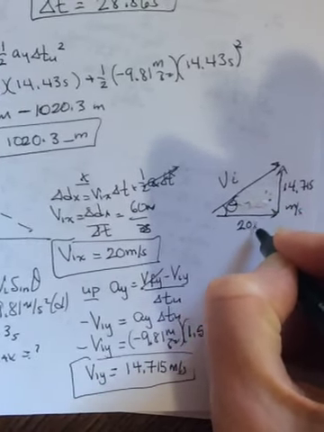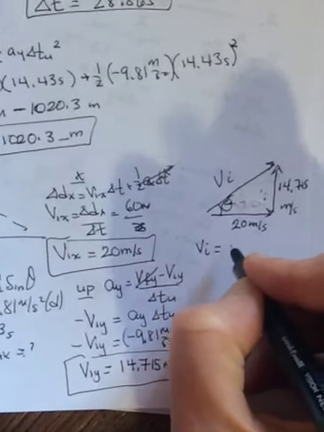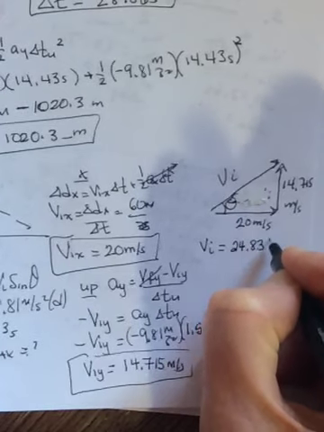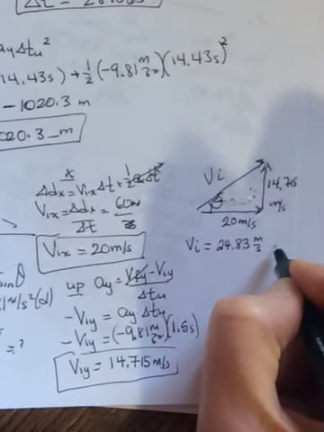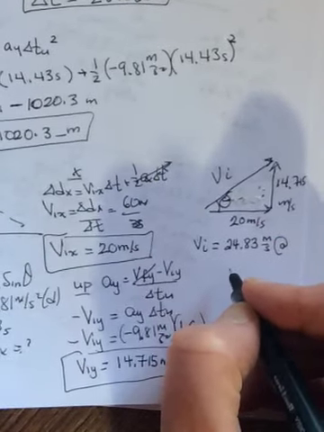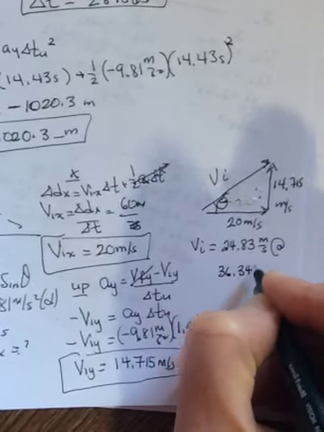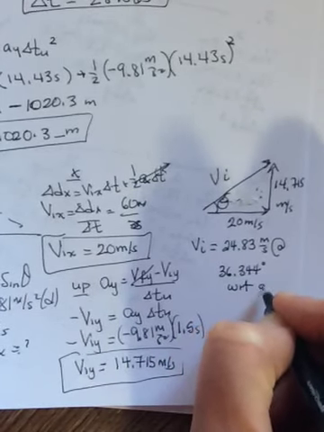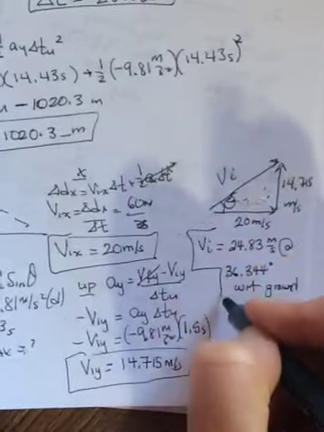Okay, and this is 20 meters per second. So square them, add them together, and take the square root. And when you do, you get 24.83 meters per second. And then do inverse tan to get the angle of 14.715 meters per second over 20, and you get an angle of 36.344 degrees, and that of course will be with respect to the ground. Okay, so that's the second part of the question, what's VI?